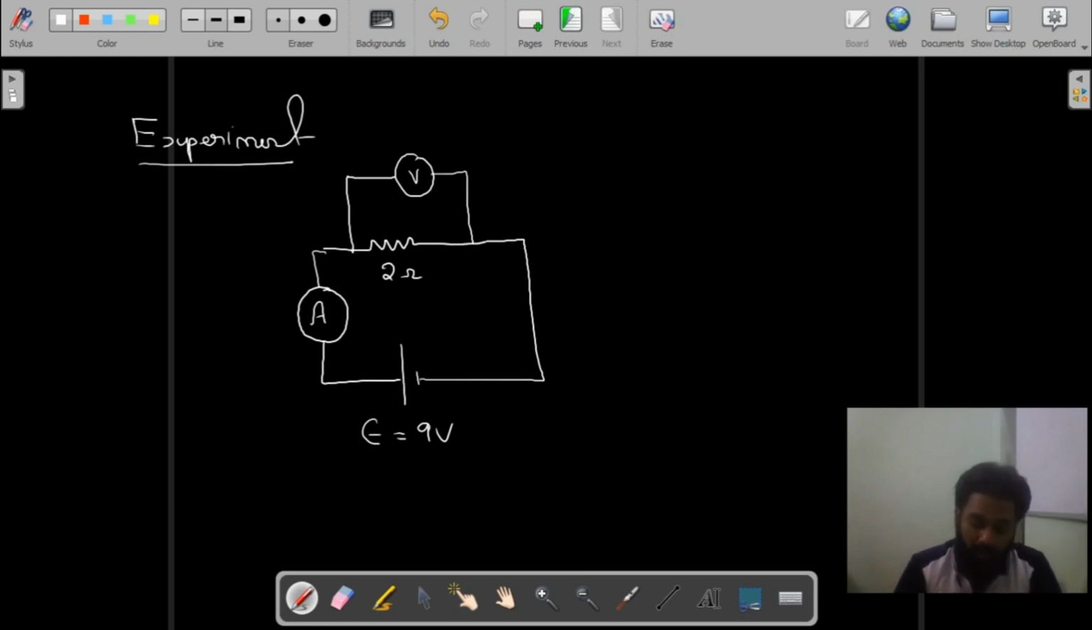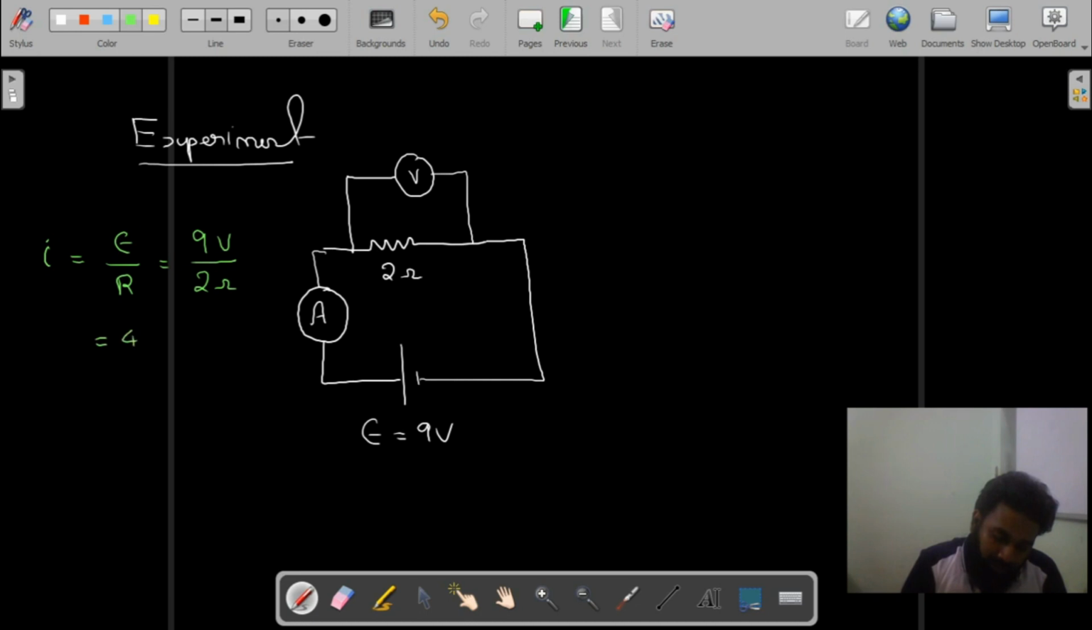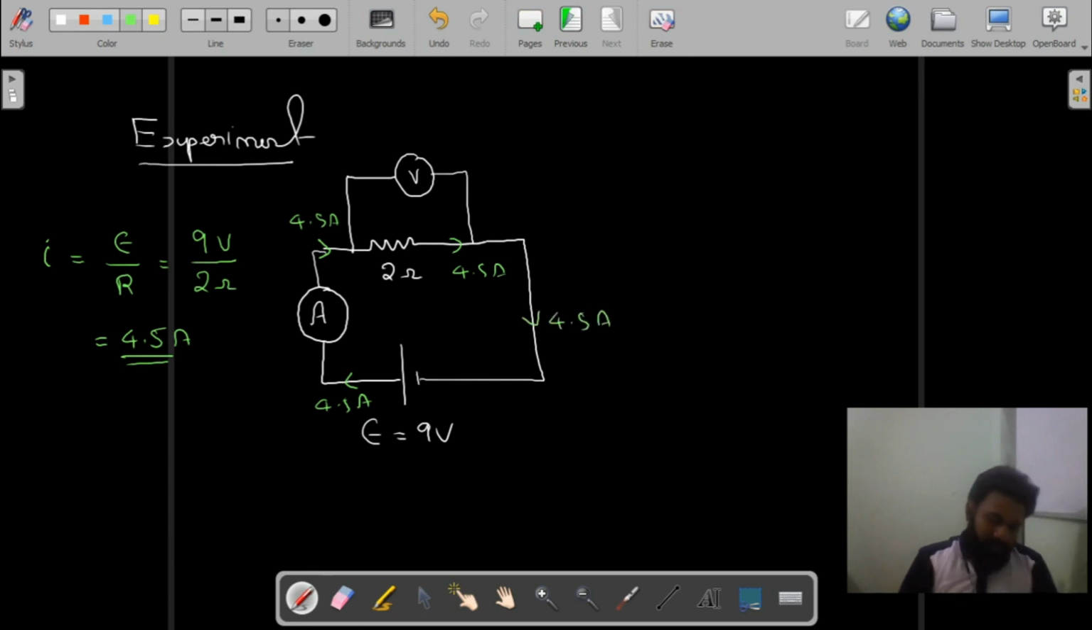Now can you tell me what is the value of current in the circuit? If we try to measure current, I is equal to E by R. E is 9 volt, R is 2 ohm. We will be getting 4.5 ampere as the current. So 4.5 ampere goes through the circuit like that. So this is the current.